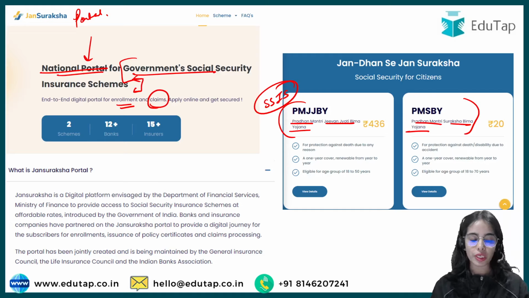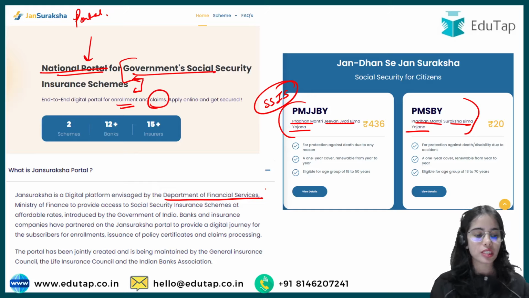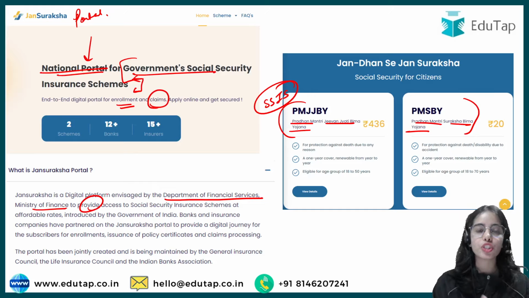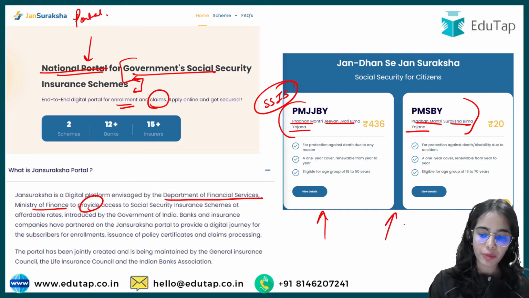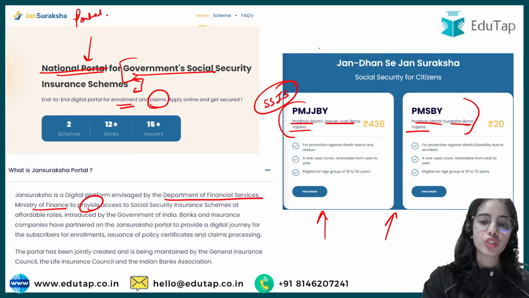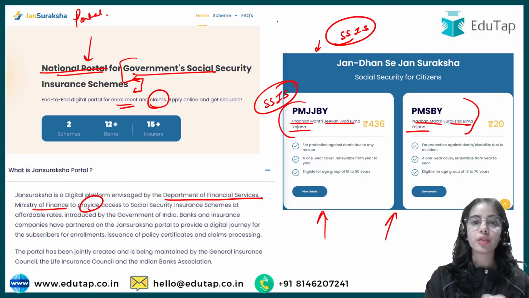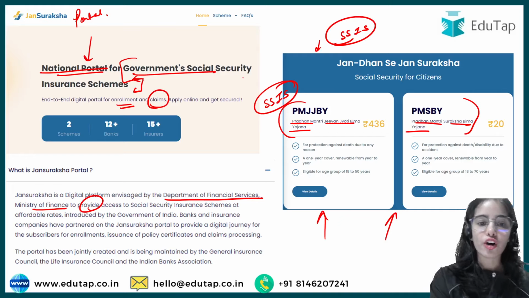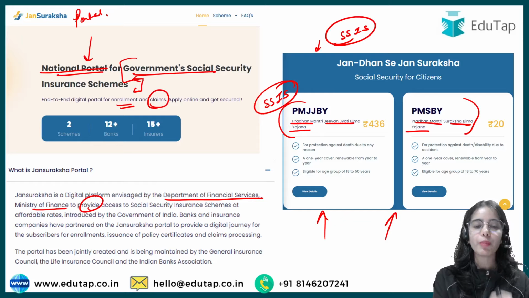The Jan Suraksha portal is a digital platform undertaken by the Department of Financial Services, Ministry of Finance, to provide access to social security insurance schemes at affordable rates. The portal provides digital access to these schemes, and it is the national portal to easily access the government's social security insurance schemes. That is the basic idea, the aim of this portal.